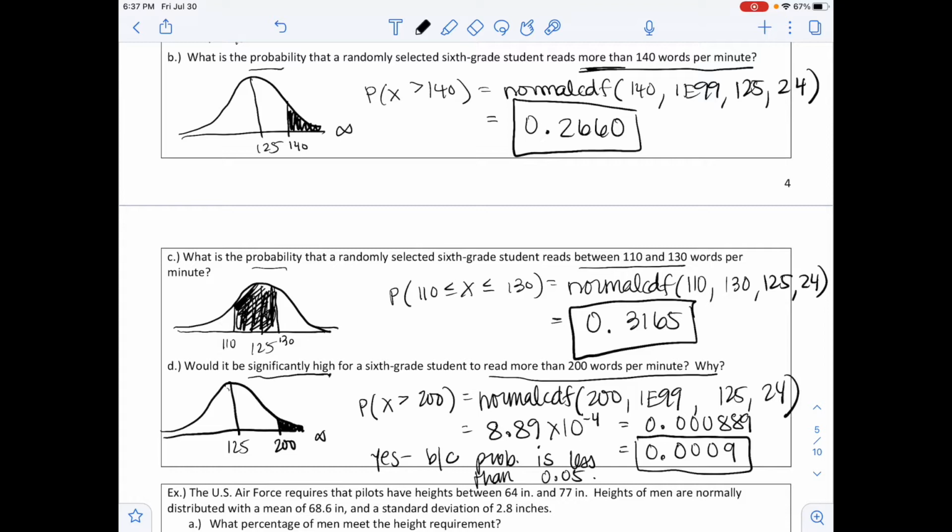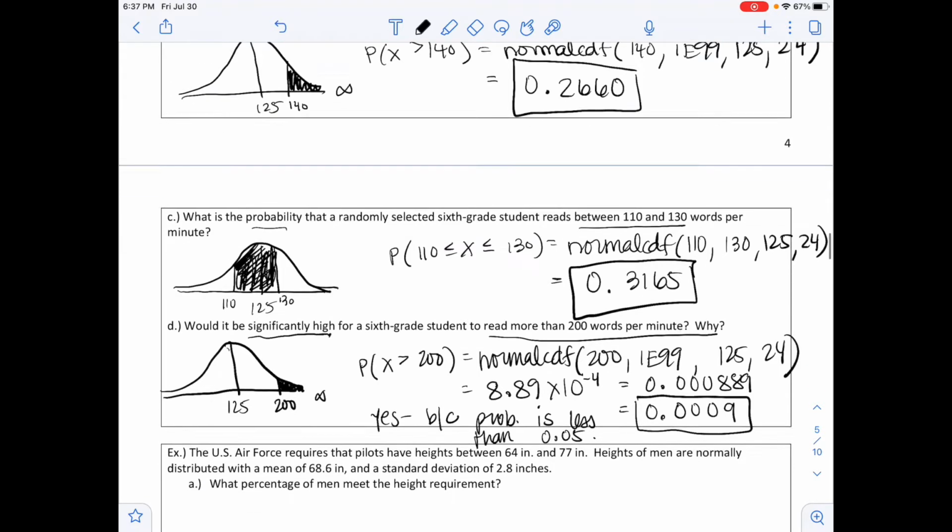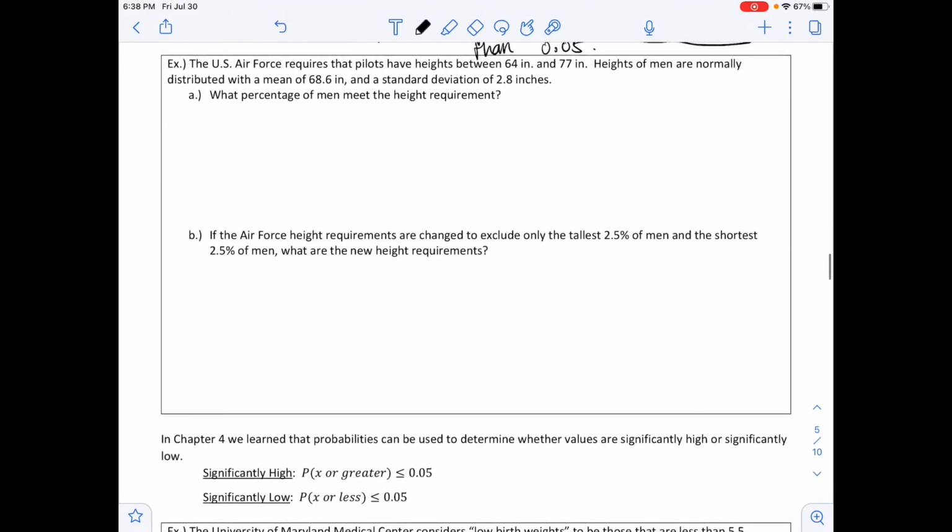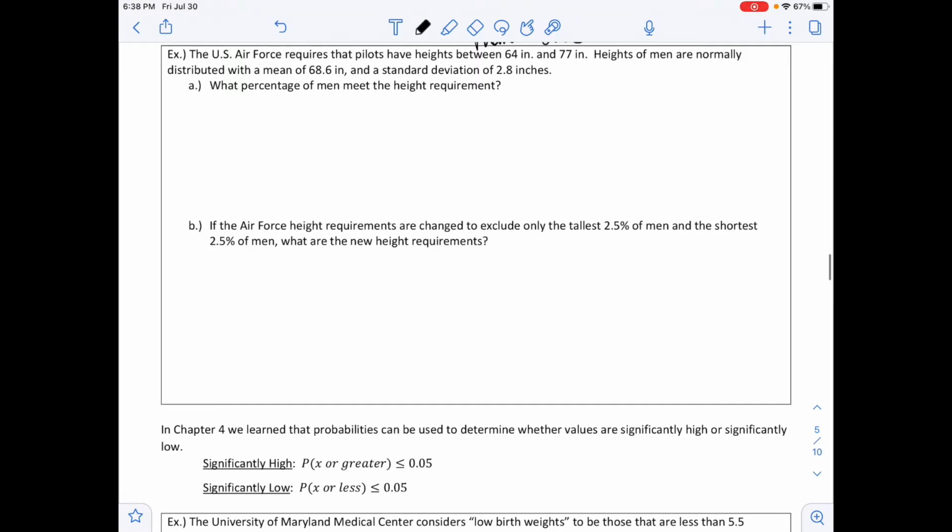What this means is that this is very unusual. It's not very likely. You can see that probability there for a 6th grade student to read that many words per minute. So getting them involved into a GATE program or challenging them a little bit more with different types of books would be a benefit, and this is why it's important for teachers to know this or counselors to know this idea. So the example right below says the U.S.